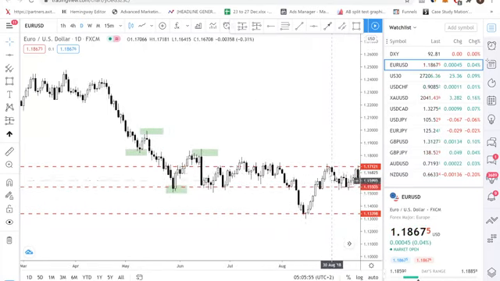Okay, this is what I mean. Let's say that you do not enter on this candle, which personally I hesitated. Did not enter on this bearish engulfing pattern. That's fine. Let's say you saw this candle and you are convinced.